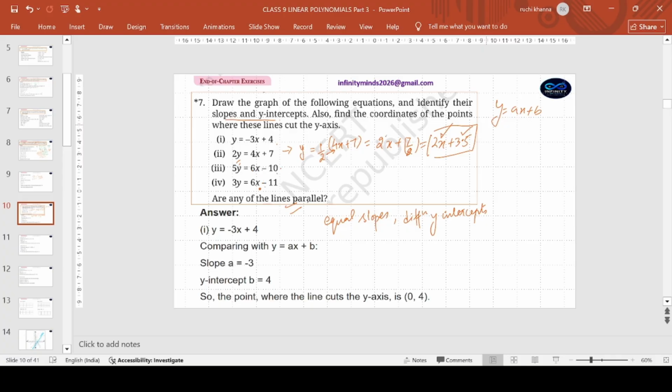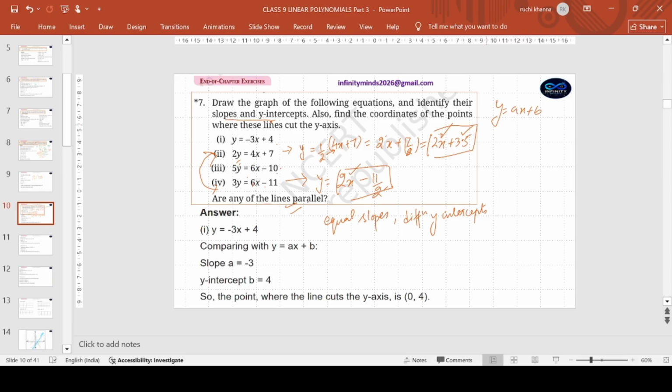Then, which of them have equal slopes? For the lines to be parallel, which of them have equal slopes? Here if I calculate y, 6 by 3 2x minus 11 by 2 or 5.5. These two, both of them have equal slopes and different y-intercepts. Equation number 2 and 4, even before plotting, we can know they are going to come parallel. Okay, they are going to come parallel.